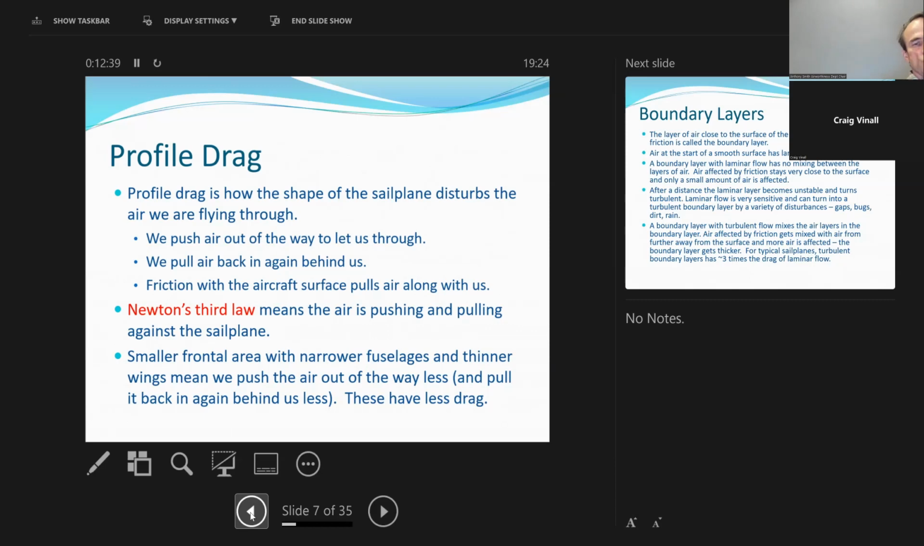So Newton's third law means that if we are pushing the air out of the way, then it is pushing backwards on us. If we need to pull the air in behind us as we fly through it, then it is trying to pull us back as well. And if we have friction with the air, we're trying to pull the air along with us as we move through it, and the air is trying to pull us back. Very simply, that's what profile drag is.